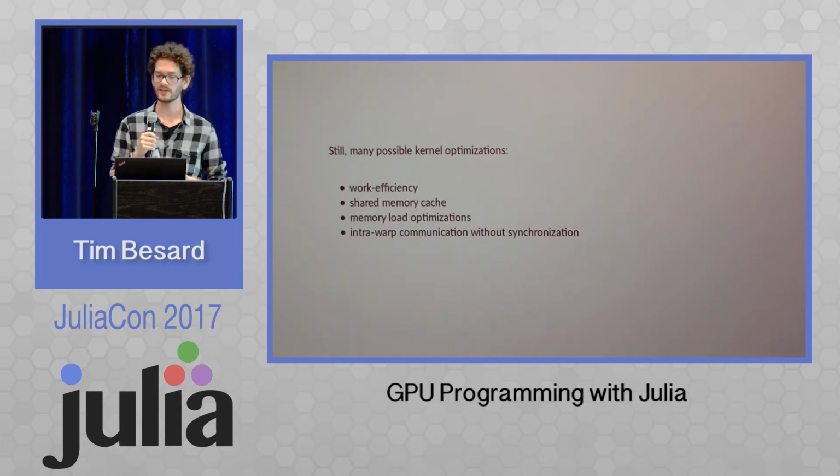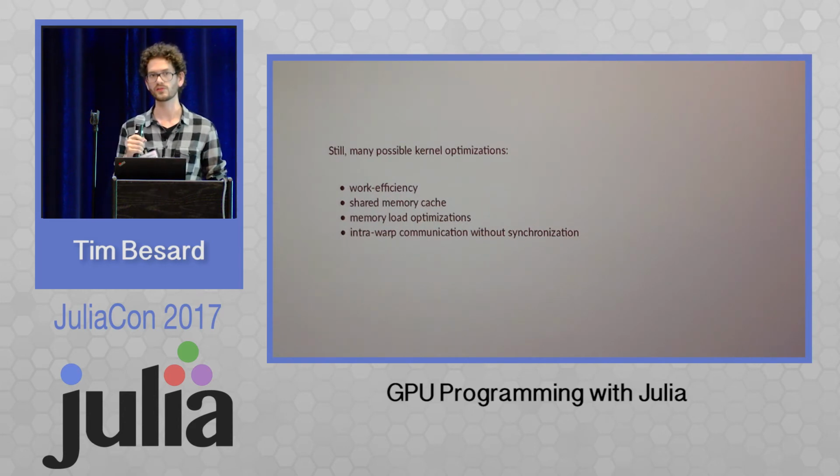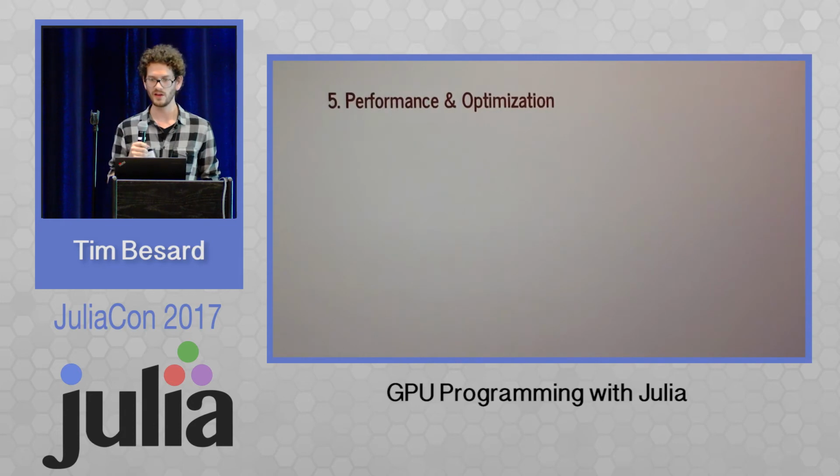However, even then, the algorithm that I've shown is extremely naive. It's not work efficient. It doesn't use any of the optimized memory hierarchies. You can optimize the way it loads from memory. There's a lot of stuff to do, but I'm not going to discuss this because this, in a sense, is knowing how to program a GPU. And what I want to discuss is how to use CUDAnative for programming GPUs and what the issues with that are. So how would you measure performance then?